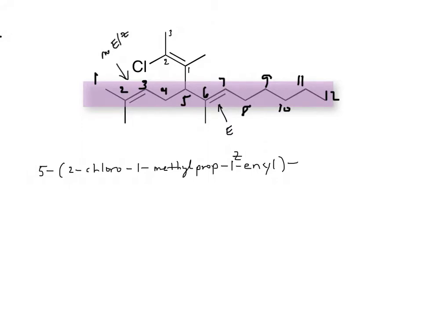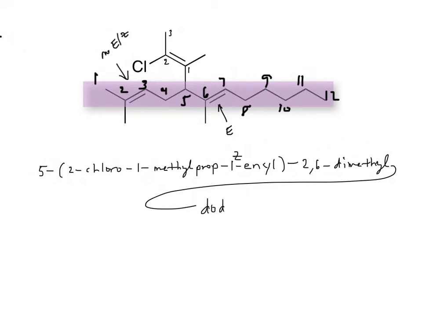Okay, now the rest of this is pretty straightforward. We have dimethyls, so 2,6 dimethyl. And now the big old long name will come back down here. There's no space, I ran out of room. Now, what's the parent? What's 12? Dodec. It's dodecane, but this is ene, right? So good.